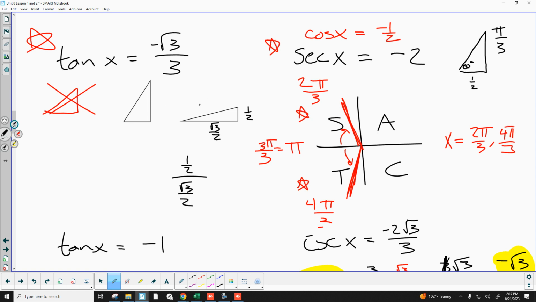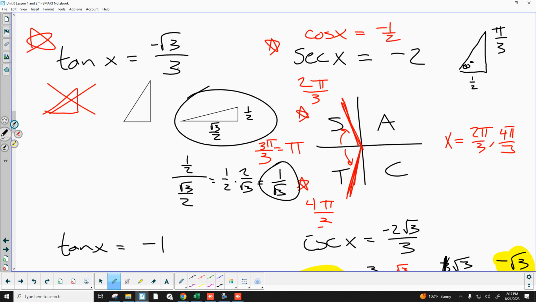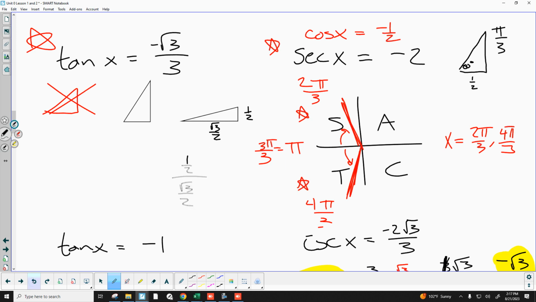If I take my short triangle and I do my opposite over adjacent, I get 1/2 times 2 over root 3. That's 1 over root 3. Well, if you know how to rationalize, you know 1 over root 3 is the same as root 3 over 3. So step 1 is to just be able to figure out the tangent of your triangles.